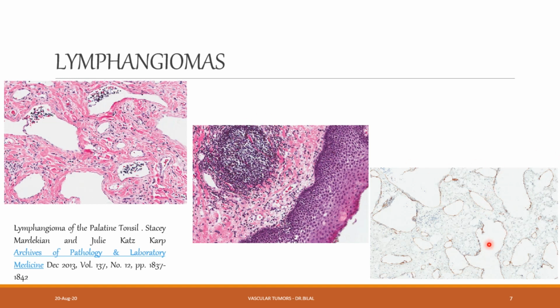This is immunohistochemistry that has been performed. Sometimes when there's confusion whether it's lymphangioma or hemangioma, then appropriate immunohistochemistry can be performed. But again, these are also dilated, variable sized vessels, and in between some lymphatic material may be seen sometimes. Okay.